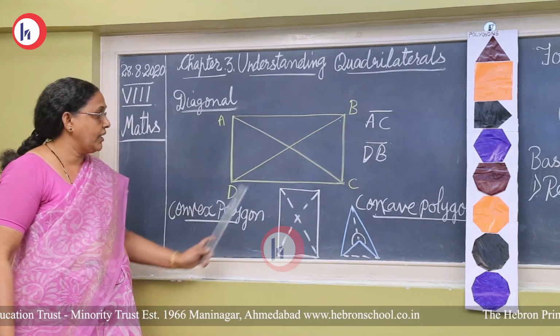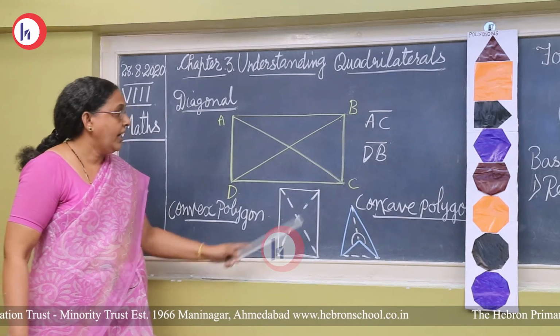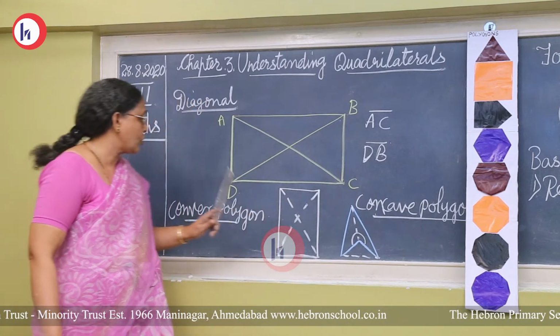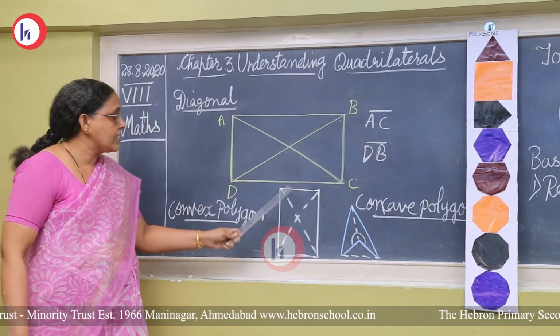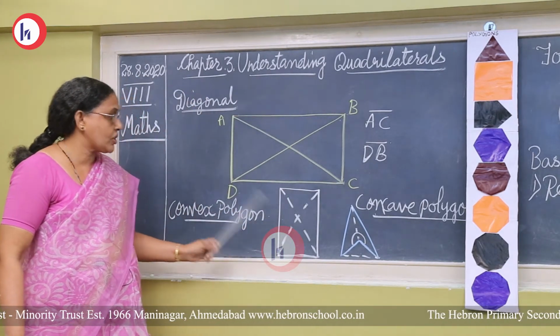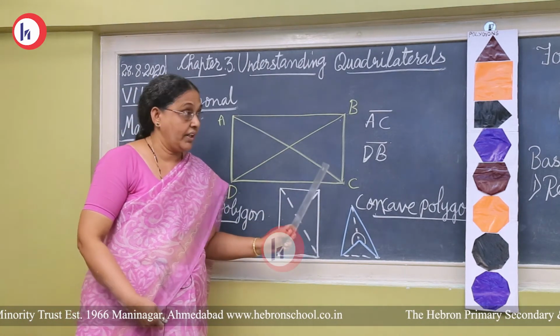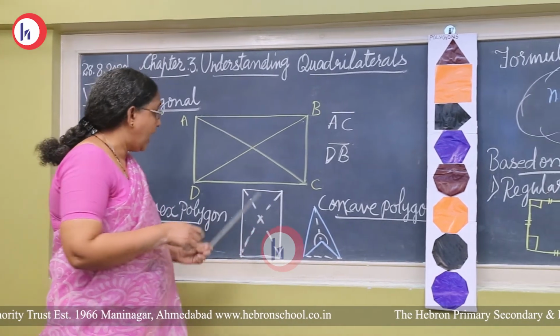In a convex polygon, the diagonals are interior, and in concave polygons, the diagonals may be outside also. And all the angle measures will be below 180 in a convex polygon, but in a concave one it can be more than 180. Now diagonals we learned.